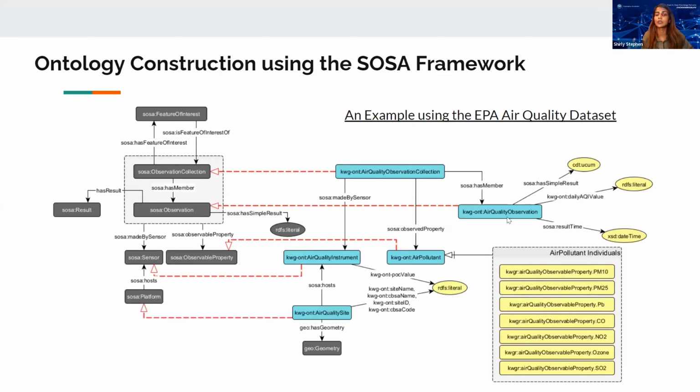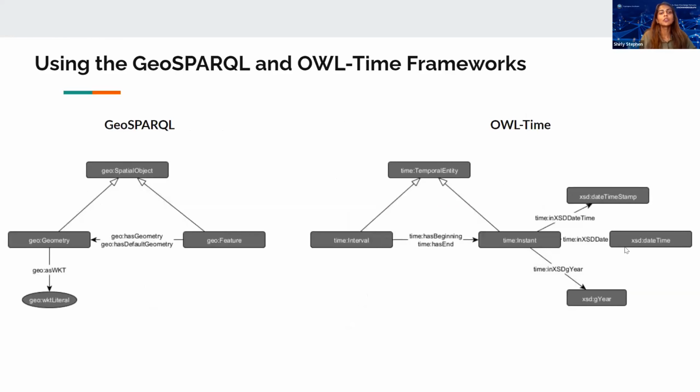Each collection in turn has individual observations with different values at different time instances. Similarly, we also use other standards such as GeoSPARQL for modeling geographic features and their geometries, and OWL-Time for modeling temporal information in the graph.